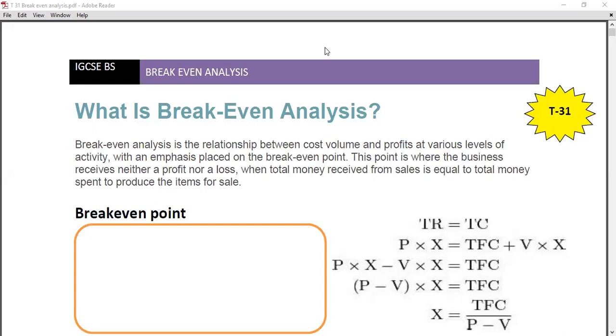The name break-even itself tells you there's an indifference point, an even point. So what is this thing? We are talking about the break-even.